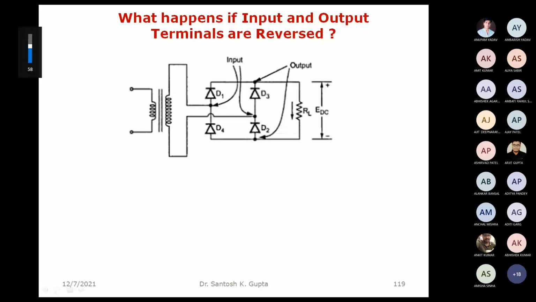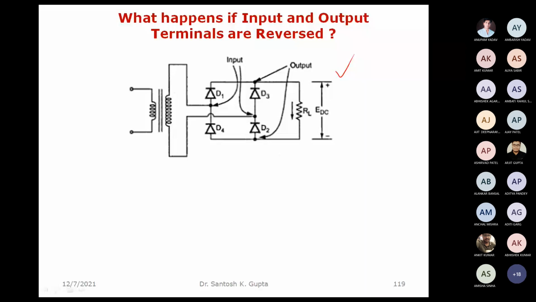A question was asked: what happens if input and output terminals are reversed in the full wave bridge rectifier? By now, I think you might have gone through this and found the solution. If we interchange the input and output terminals, then this is not going to work. Why is it not going to work?